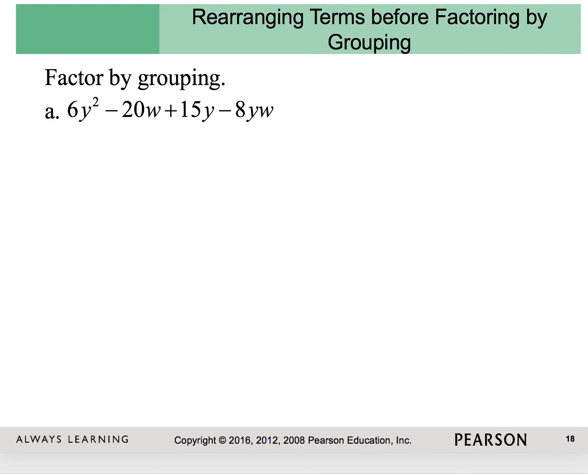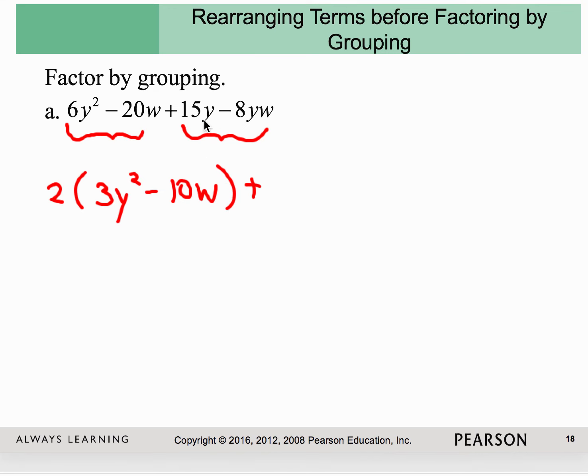Okay, factor by grouping. Let's try it again. So I'm going to group these together. These both have a 2 only that can be factored out. That leaves 3y squared minus 10w. Got a plus sign, so no worries. Let's see, what can I take out over here? Only a y, which leaves 15 minus 8w.